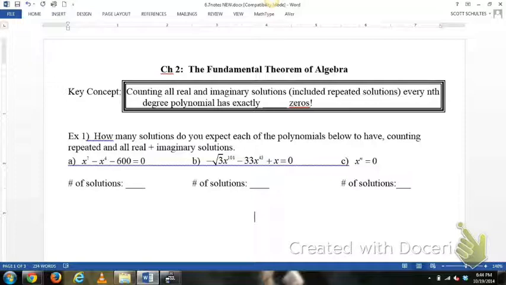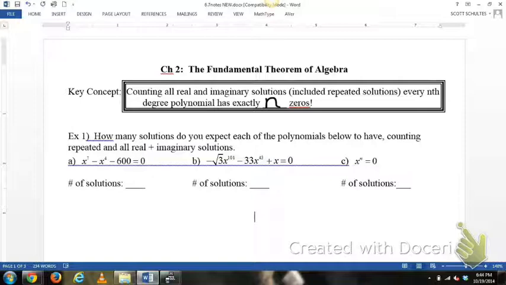The key concept that we're going to focus on is this: if you count all the real and imaginary solutions, including repeated solutions, every nth degree polynomial will have exactly n zeros, or n solutions. So what does that mean? If you look at example 1 with me, you can answer questions like how many solutions you expect each of the polynomials to have if you count all repeated, real, and imaginary solutions together.